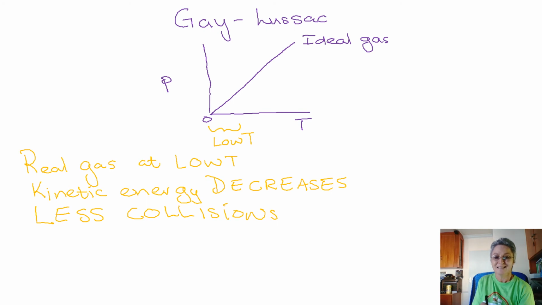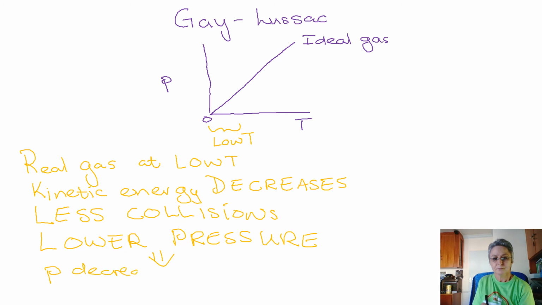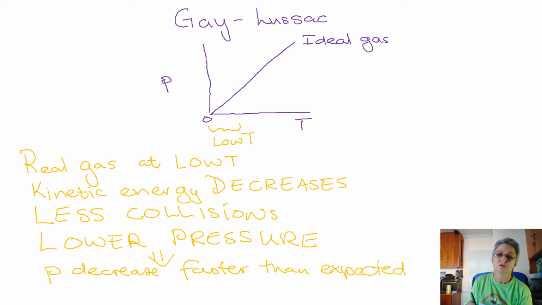If there are fewer collisions, there is a lower pressure. So the pressure decreases faster than expected. And that is the deviation. So for a real gas, at low temperatures, the pressure goes down faster than expected.